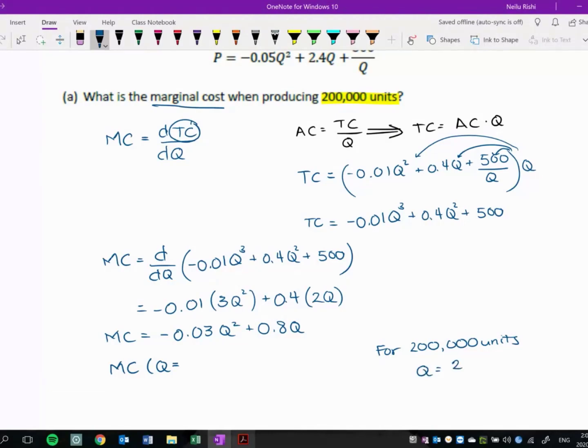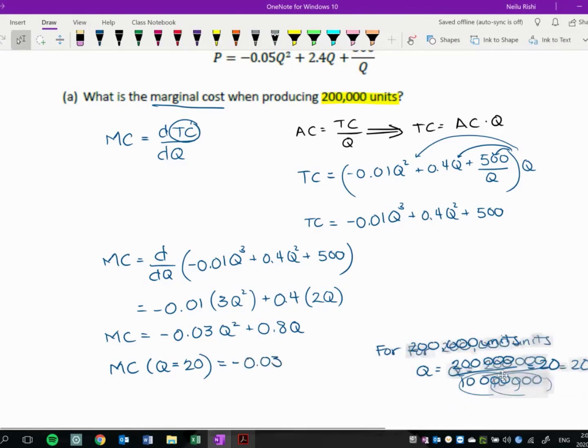So I have 200,000 divided by the 10,000. That's right, everybody. It's 20. Nice work. Because each unit of q is 10,000. So I'm looking to do this when q is equal to 20, not when it's 200,000. And then I substitute that into the equation.